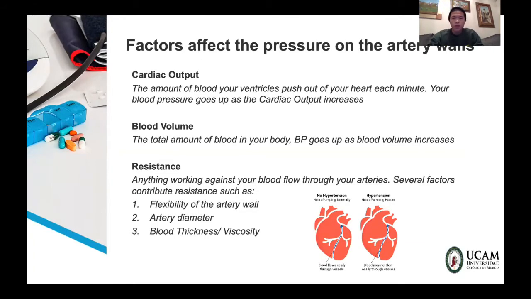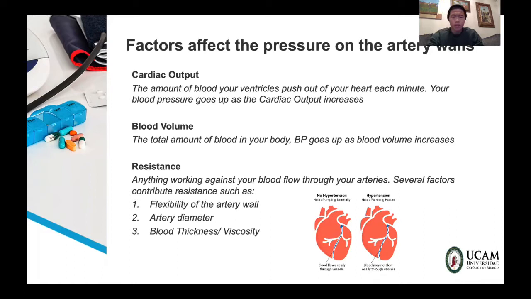Okay, so now we're going to talk about the factors that affect the pressure on the arteries. I don't know if you guys can see the word of the arteries. I think, okay, now you can see it. The factors that affect the pressure on the artery walls.